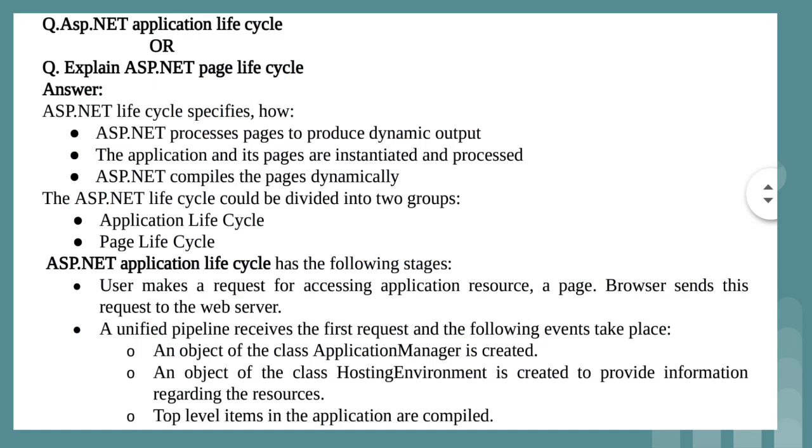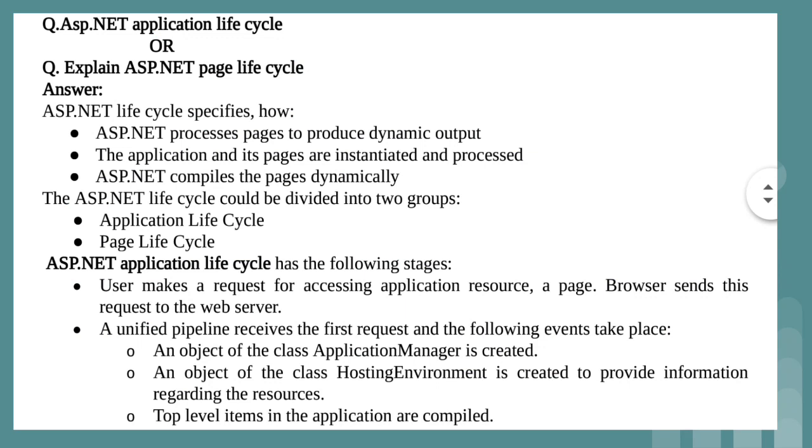First stage: the user makes a request for accessing application resources, a page. The browser sends this request to the web server. It means once we have designed the application, the interface is ready, and we are done with the coding, we just click on the run button, the green arrow button, and press it. When we press that button for the execution of the website which we have designed, that is nothing but the user making a request for accessing application resources.